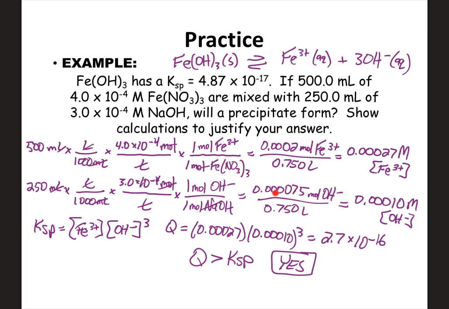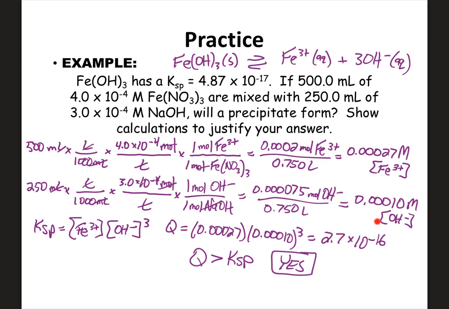So now that we're in moles of OH-, we need to get each of these moles to concentration. So if you add up your total number of milliliters here, 500 milliliters, 250 milliliters, that gives you 750 milliliters. Put it in liters. So you divide each of the moles by the number of liters here. That'll get you the concentration of each of the ions that we care about.